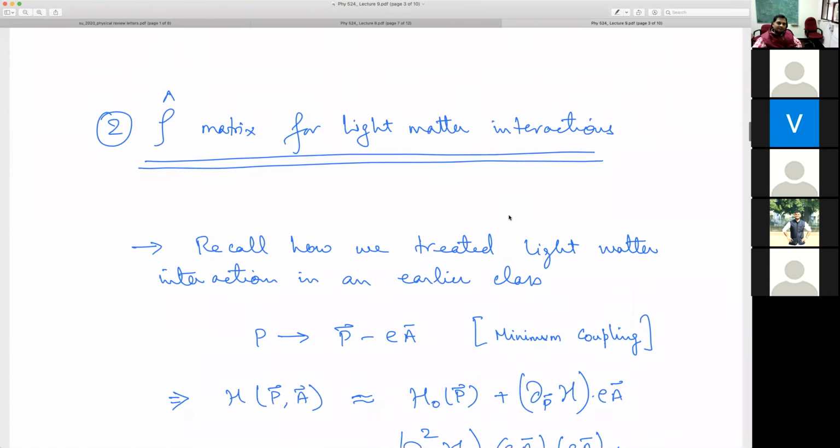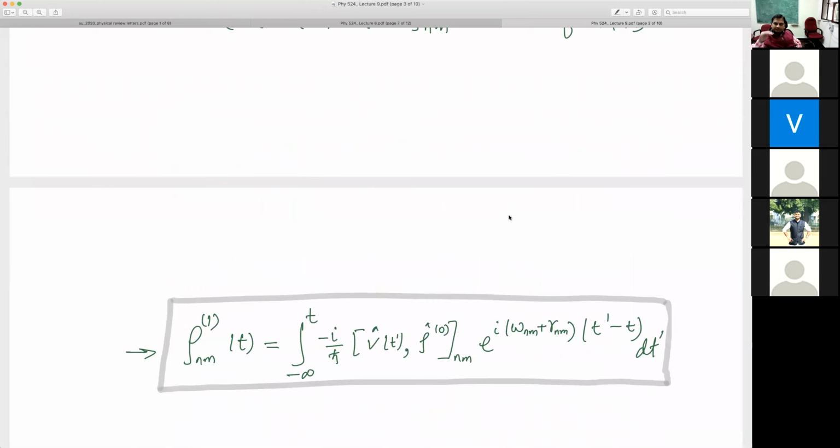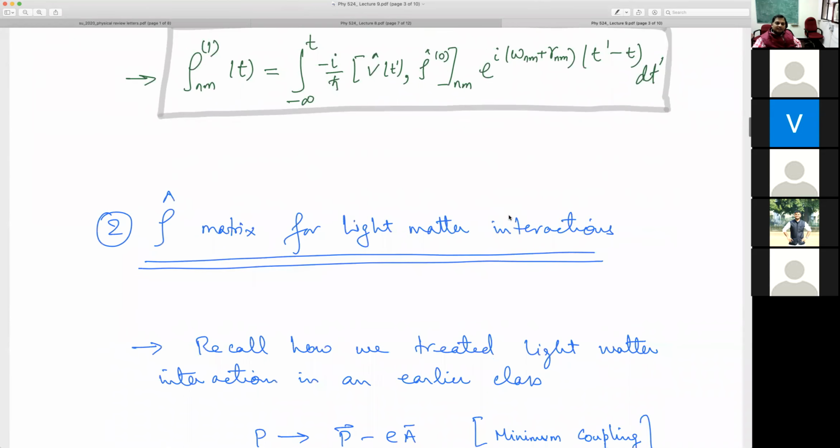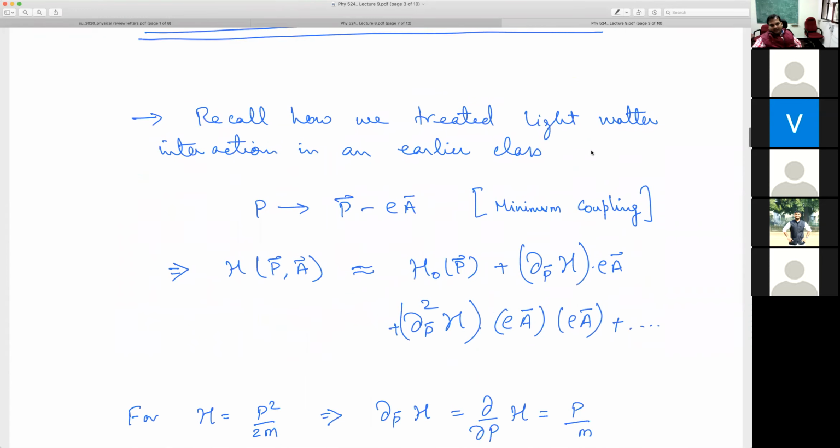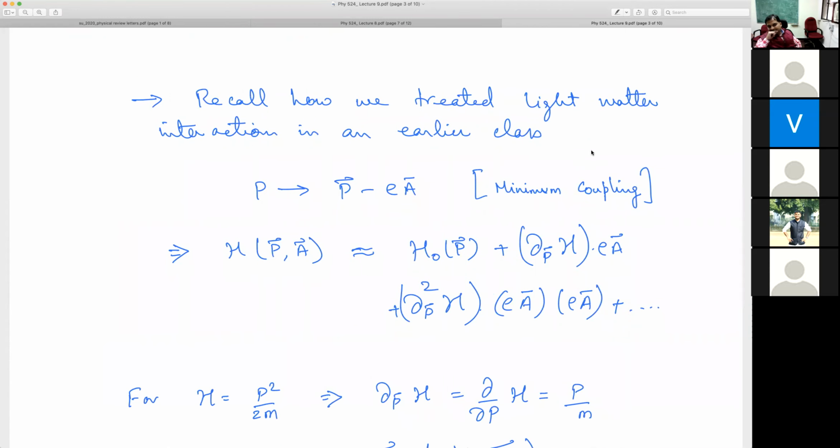And today we want to continue. So this was a very general perturbation theory. For any perturbation V(t), I'll have exactly this. And today I want to continue with light matter interaction, just to connect it to what we did in the earlier classes.